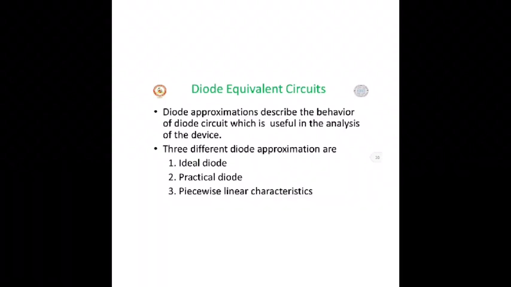Diode equivalent circuits. So today in this session we will study about the diode equivalent circuits. Diode approximation describes the behavior of diode circuit which is useful in the analysis of the device. So there are different types of diode approximation. Those three different types of diode approximation are ideal diode, practical diode and piecewise linear characteristics.